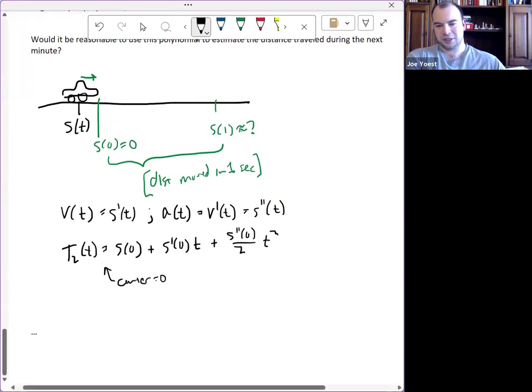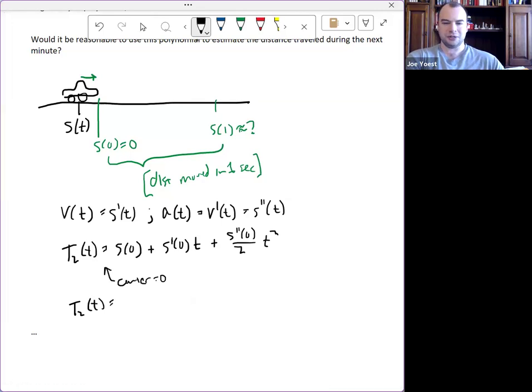But I realized that this is just T2 of t equals, well, s of 0 is just 0. S prime of 0, well, that's just v at 0. Oh, no over 2 there, not yet. That's just v of 0 times t. And s double prime of 0 is just the acceleration at time 0 over 2 times t squared.